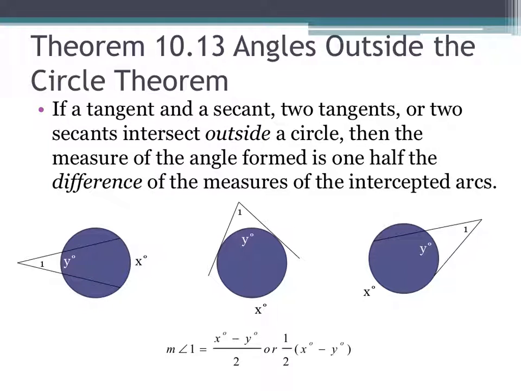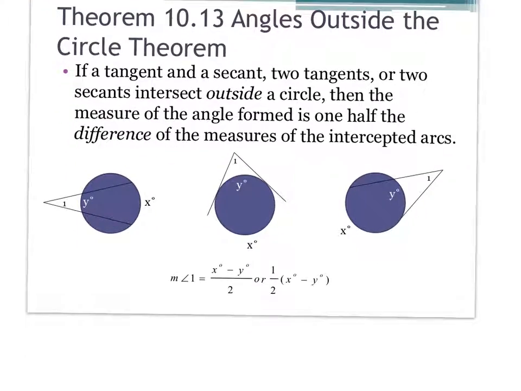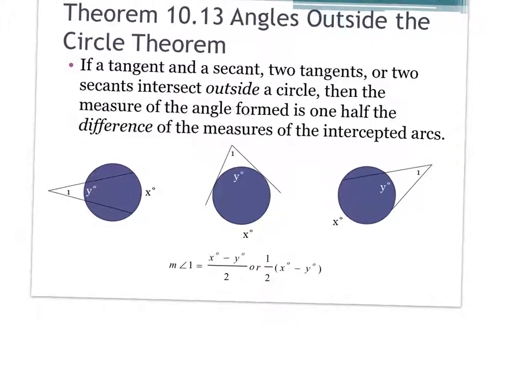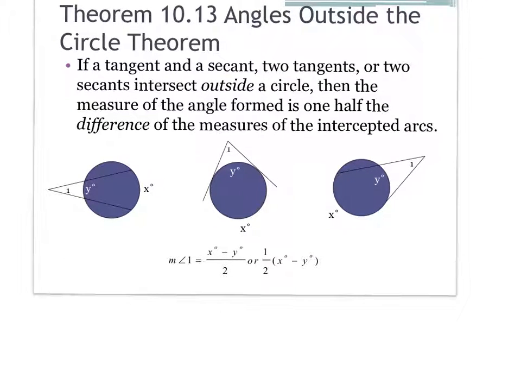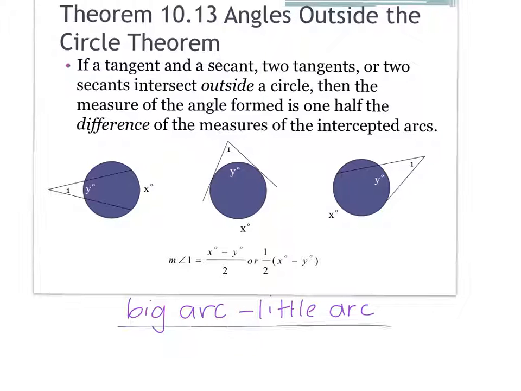Okay, and then Theorem 10.13 is the angles outside a circle. And there's 3 different cases with these. So if a tangent and a secant meet outside a circle, or 2 tangents meet outside a circle, or 2 secants meet outside a circle, then you find the measure of the angle by doing the large arc minus the small arc divided by 2. So in plain English, it's big arc minus little arc divided by 2.